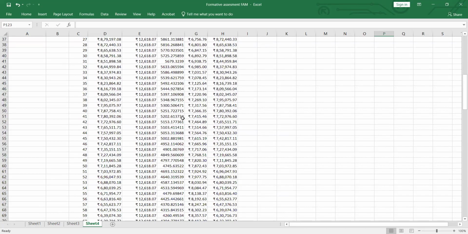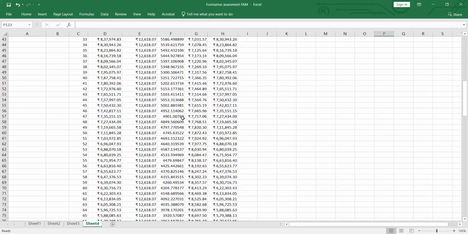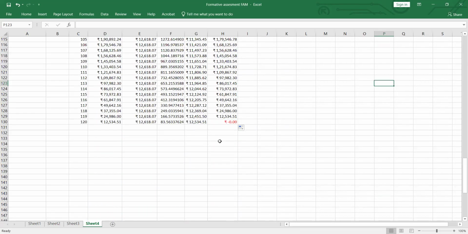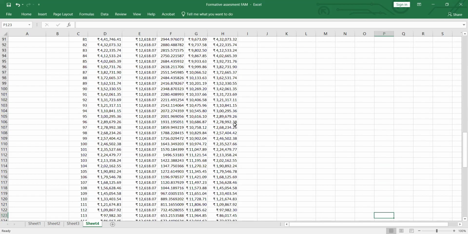To check if your answer is correct or not, you can identify it in the last one. You definitely get zero. If you get zero, your answer is correct.